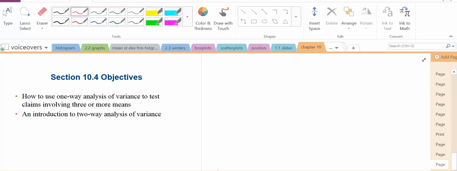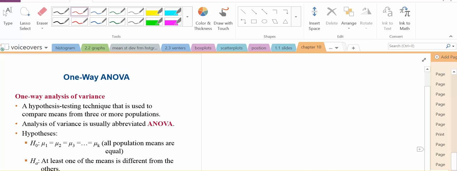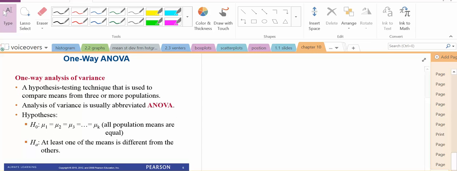Okay, again, we're now in 10.4, and this section talks about ANOVA, which is an abbreviation of a one-way analysis of variance, to test the claim involving 3 or more means. This particular type of hypothesis testing requires you to state that, in the null, all the population means are equivalent, and the alternative is that at least one is different.